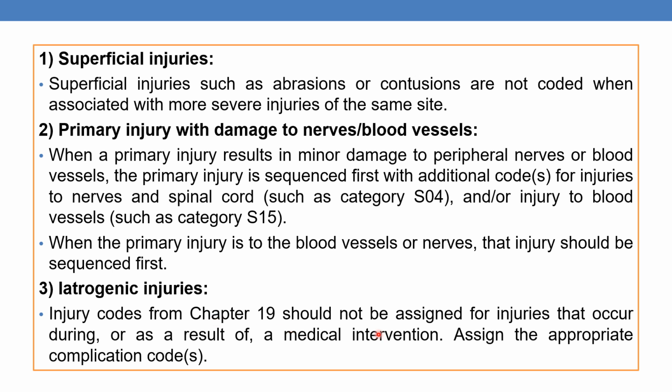Injury codes from Chapter 19 should not be assigned to injuries that occur during or as a result of medical intervention. Assign the appropriate complication codes. A normal traumatic injury code should not be assigned for iatrogenic injuries. That is the basic guideline.